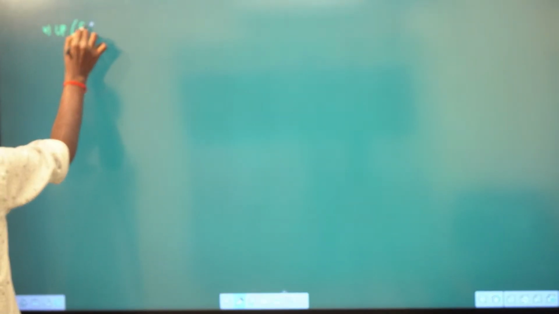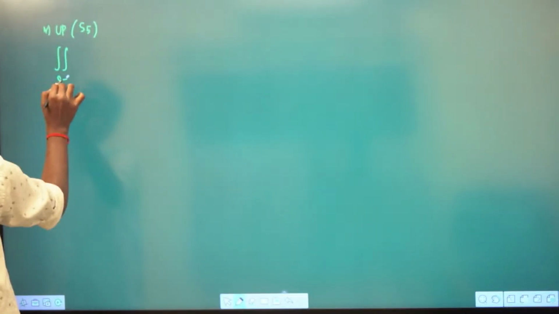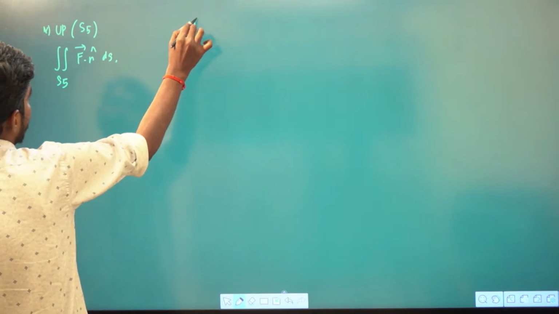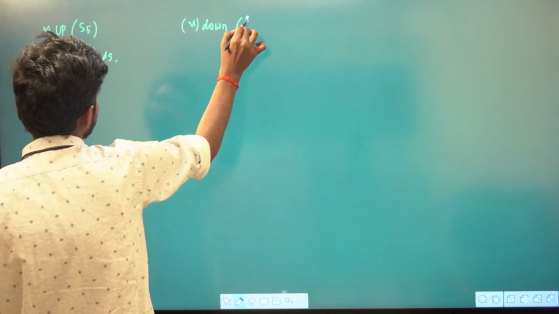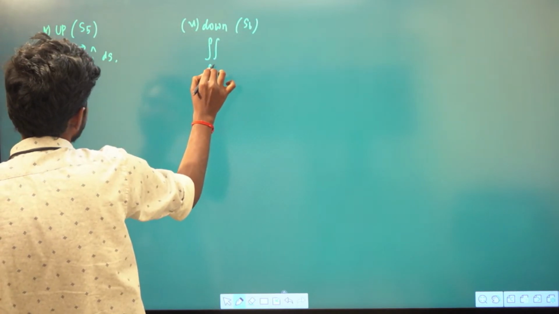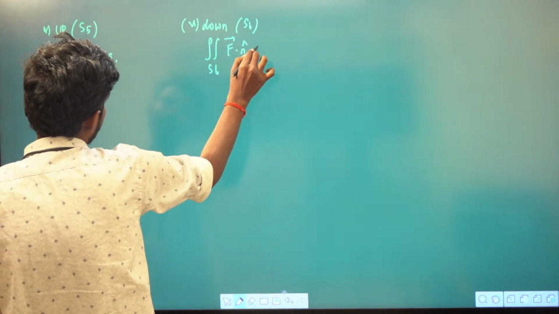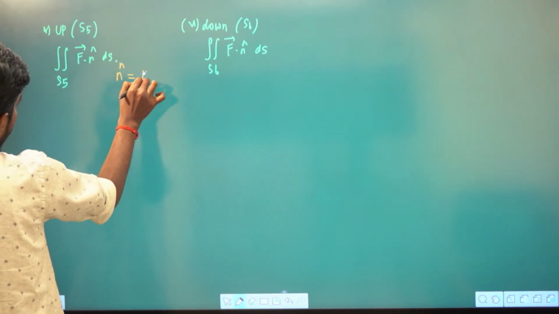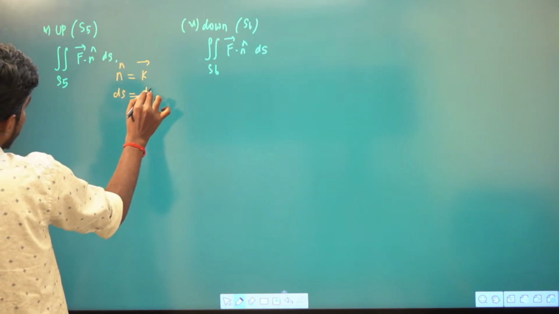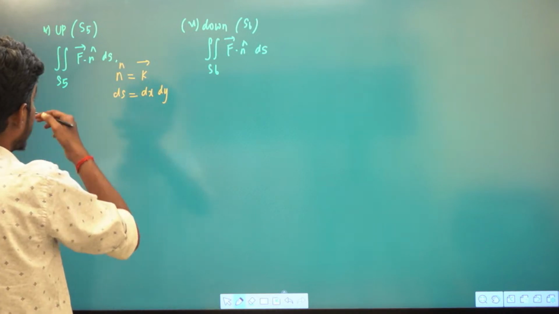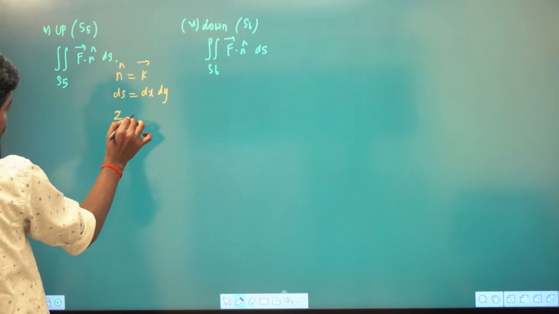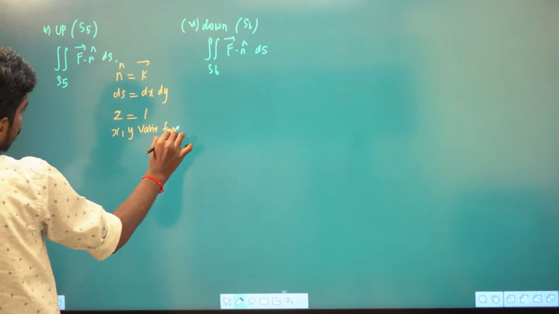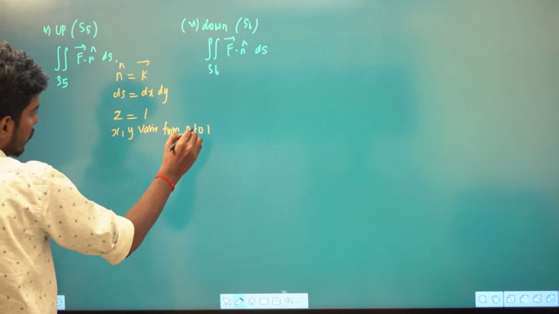So the up surface, which is your S5 surface, double integral over S5 of F vector dot n cap dS. And similarly, we will find the down surface, which is S6, double integral over S6 of F vector dot n cap dS. We already know, right? So n cap is k vector and dS is dx dy. And for up, your z is equal to 1. X and y vary from 0 to 1, both are varying from 0 to 1.